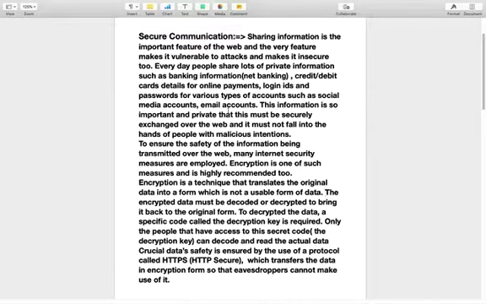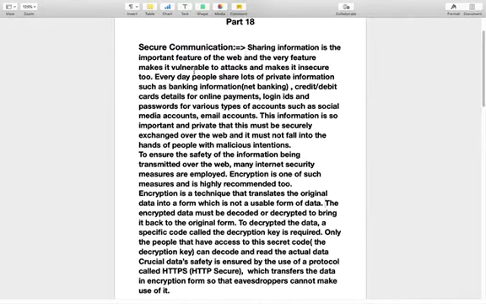First we think about what kind of vulnerable attacks can be done on our data, like whenever we share lots of private information such as banking information, credit or debit card details, social media details, or our email accounts or login IDs. To secure this data we use encryption.